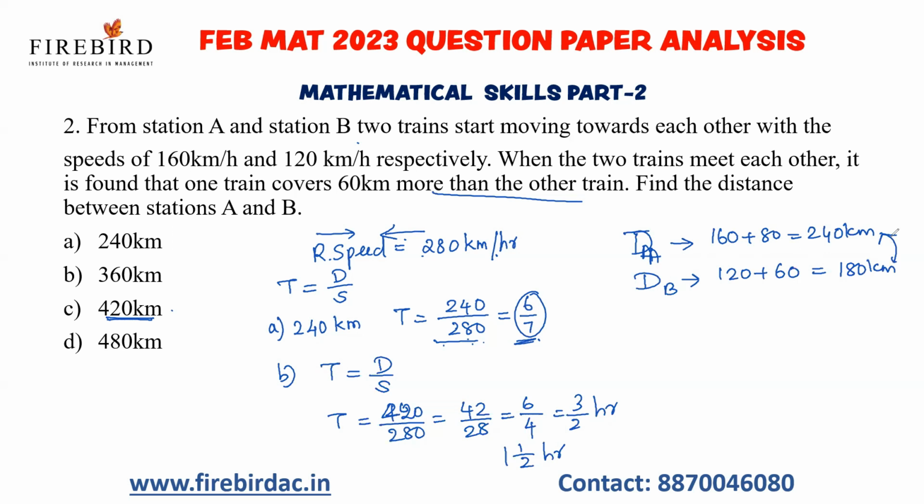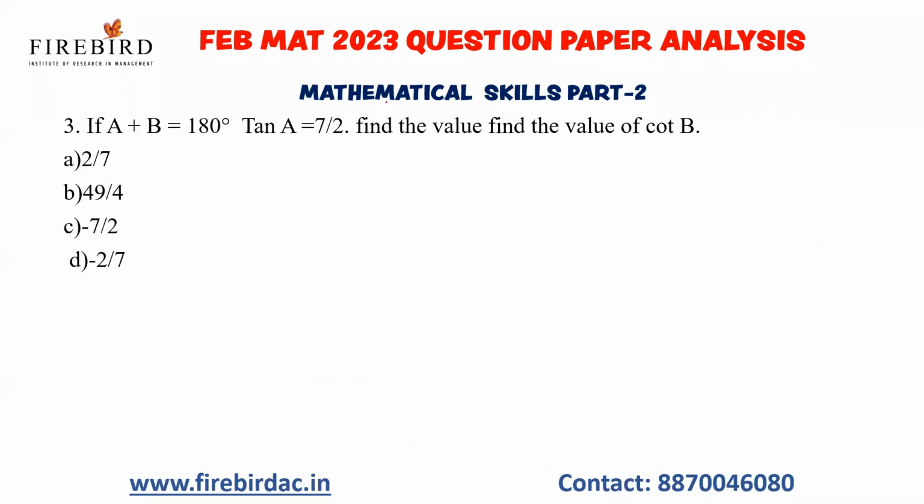This train A has covered 60 kilometers more than train B. So it satisfies my given condition. So the correct answer is 420 kilometers, my answer. Okay, so you should know some shortcuts to solve these kinds of problems.